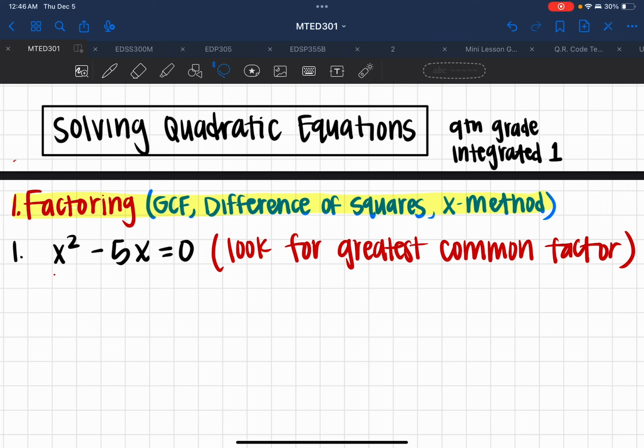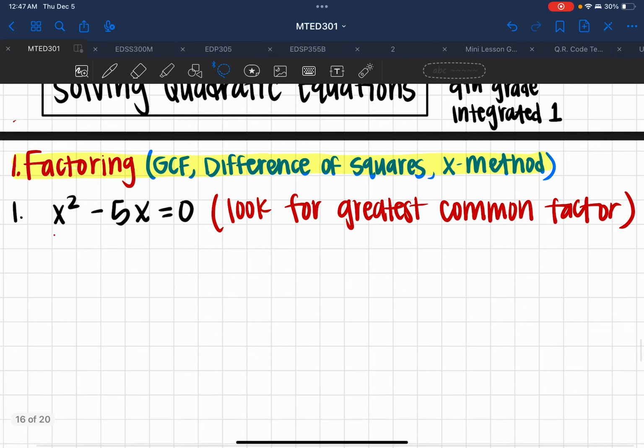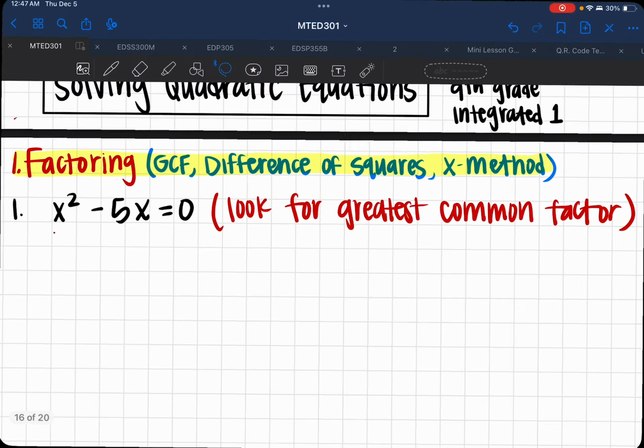Today's lesson, we're going to be solving quadratic equations. I know last week in class we practiced using the graphing method. Today we're going to look at factoring to solve these quadratic equations. And we're going to do that using the GCF, the difference of squares, and the X method.